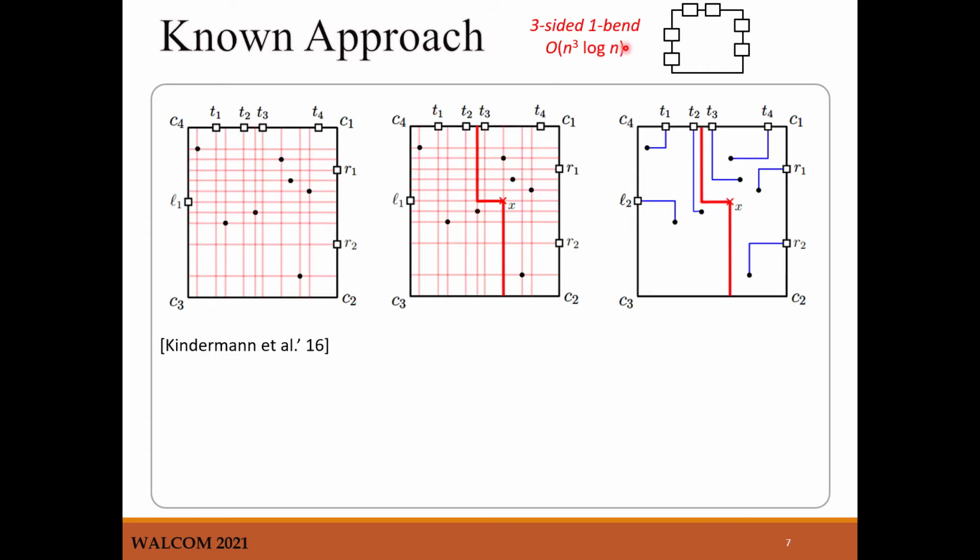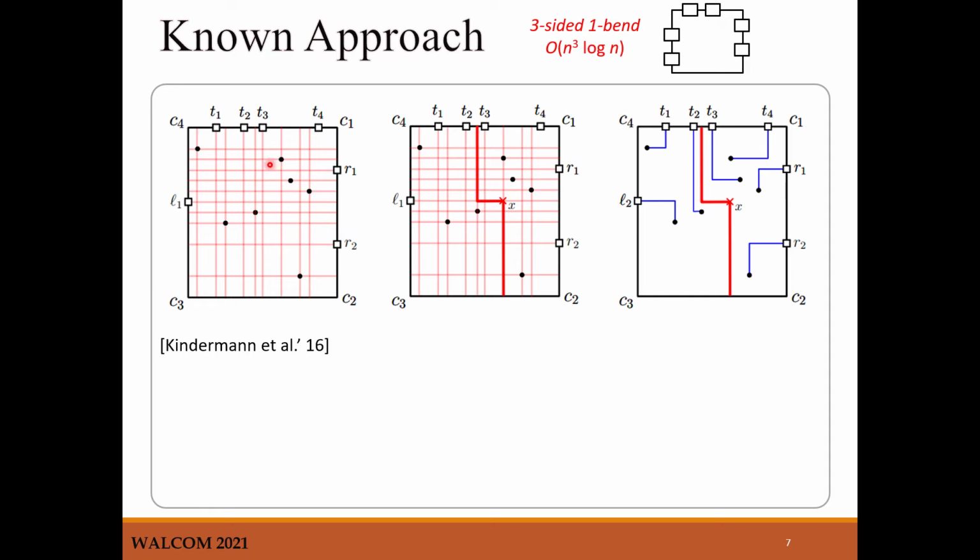Now in the three-sided case, we want to devise an n cubed log n time algorithm, but let's first take a look at the known approach. Kindermann et al. first considered the grid defined by taking vertical and horizontal lines through each port and each site, and that gives us this type of grid.